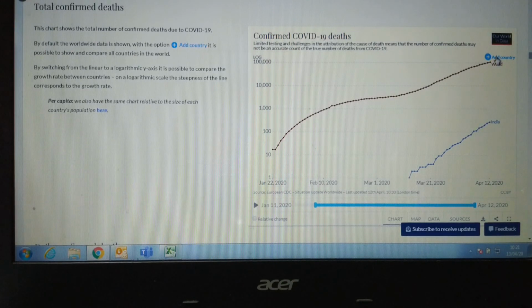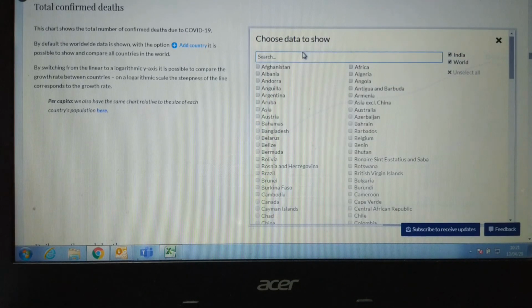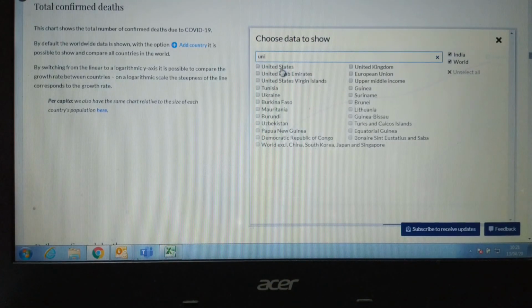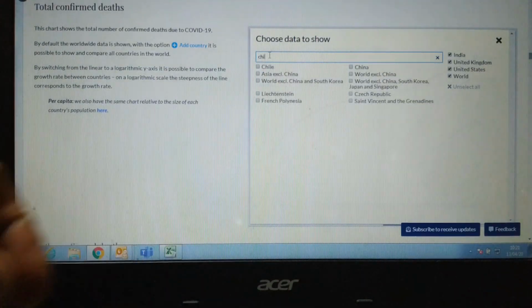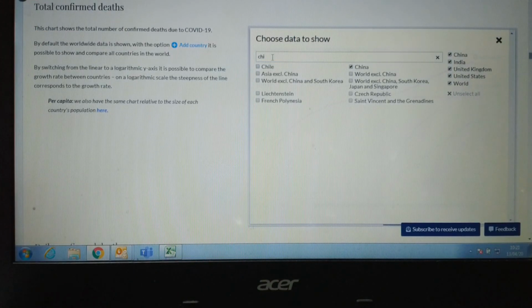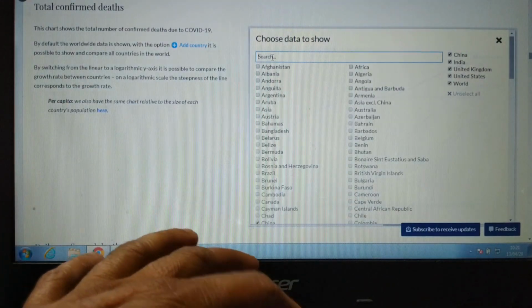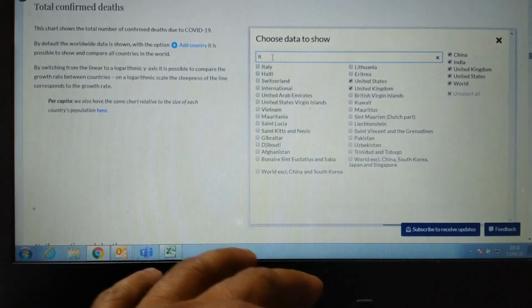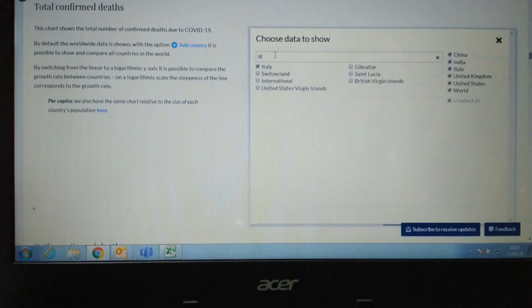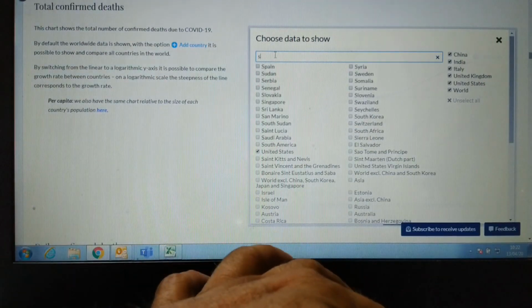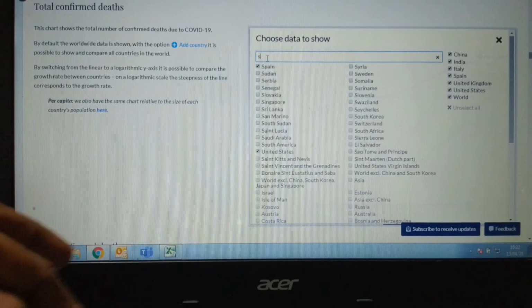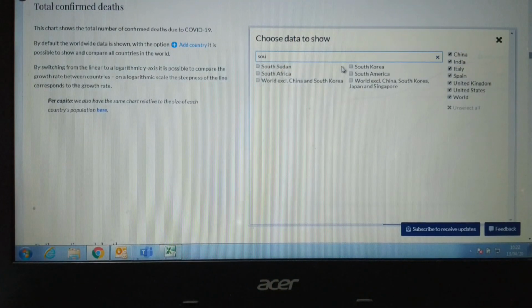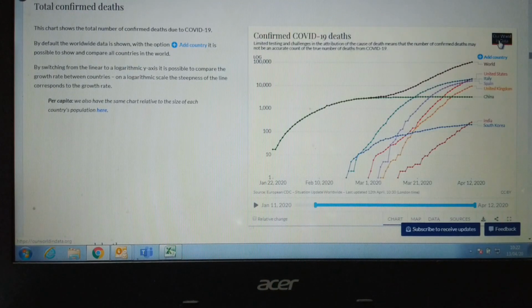So if we add some more countries over here, let's see how it looks. Let's put United States, United Kingdom, China. We can keep China, that will be a country of interest, of course. And Italy, Spain. And another country I would like to include is South Korea. Let's see how the graph looks then.